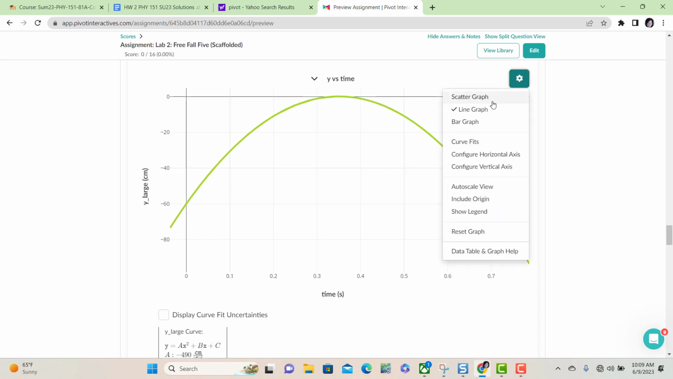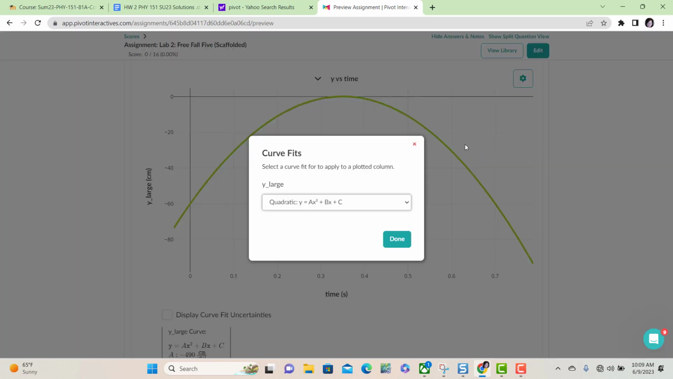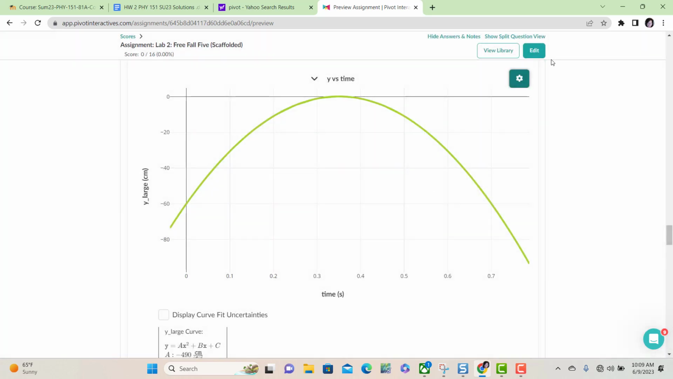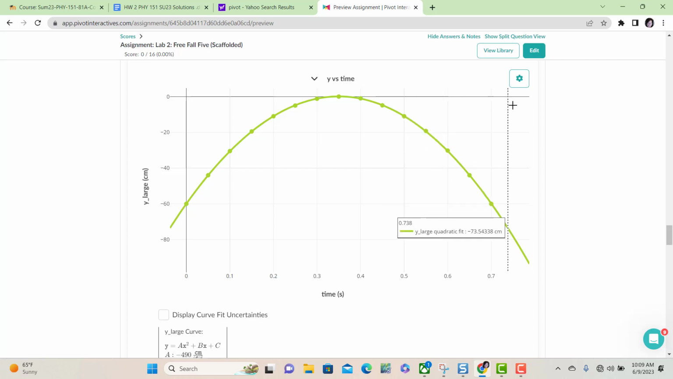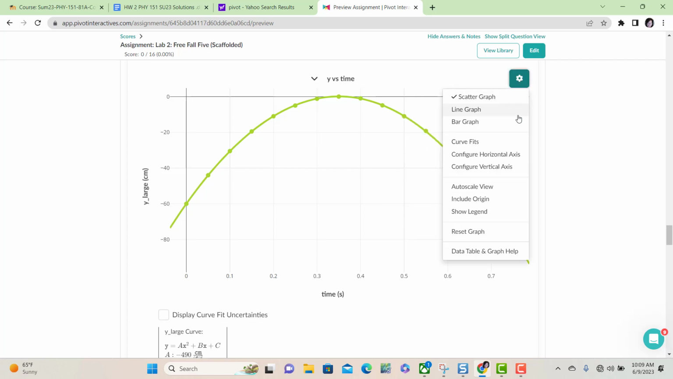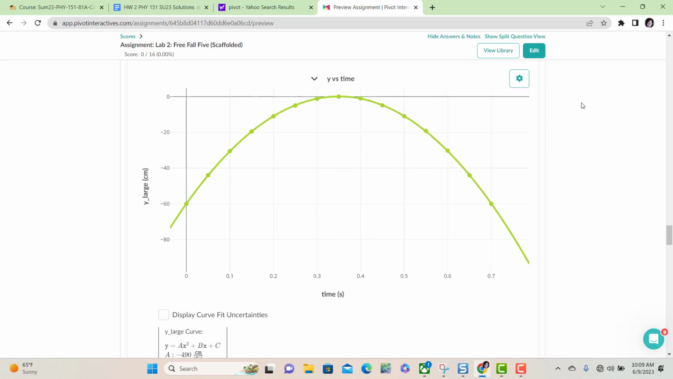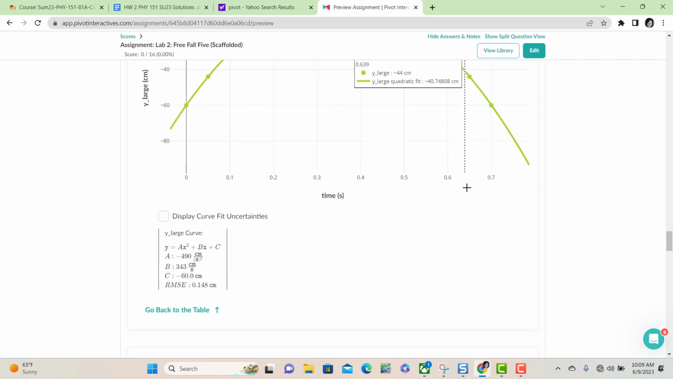Actually, you should not have a connect the dots thing going on. There should be no connecting the dots. The only line I should see is a curve fit line.